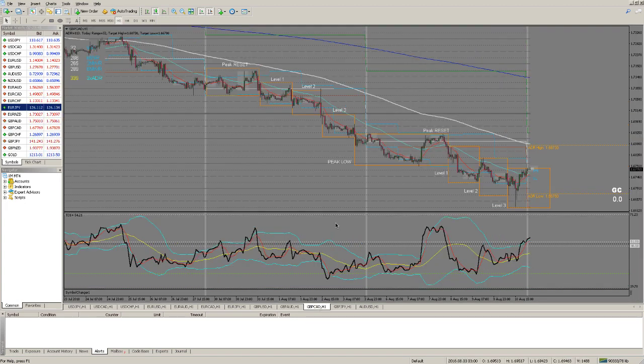Okay, GCAD, we're looking at also another pair that's similar to ECAD that just kept resetting on us.